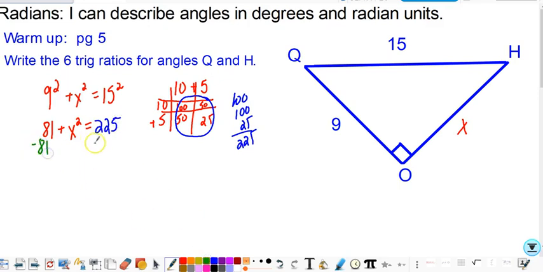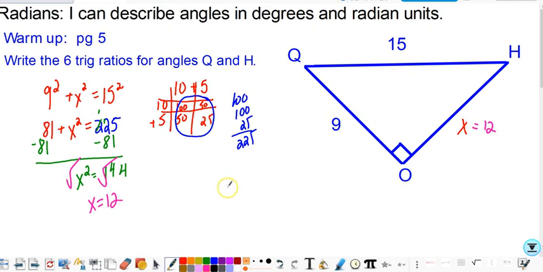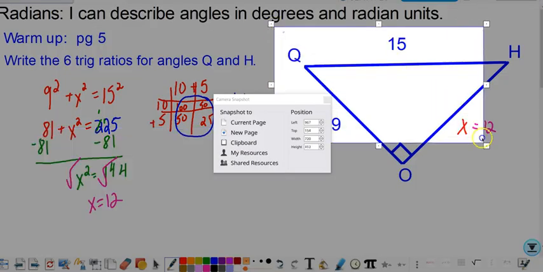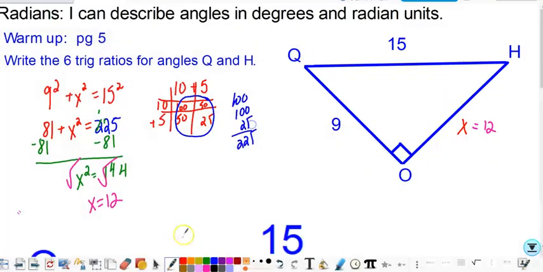Subtract 81. Square root. And x is 12. So this side length is 12. And the question now is, write the 6 trig ratios for Q and H. I'm not going to have enough room here. All right, let me bring my triangle down.